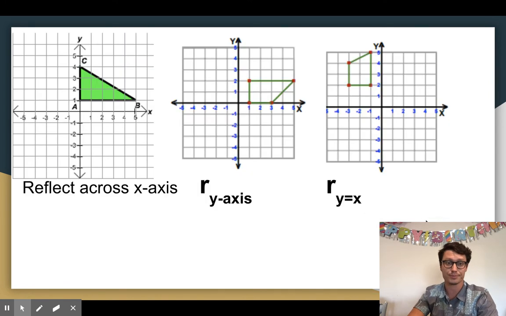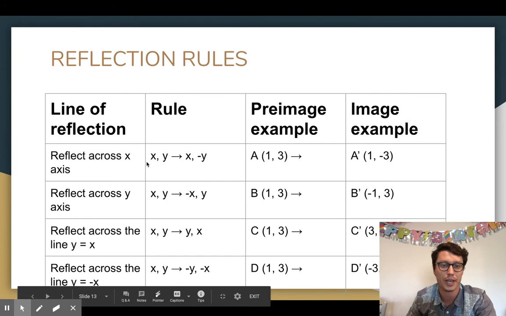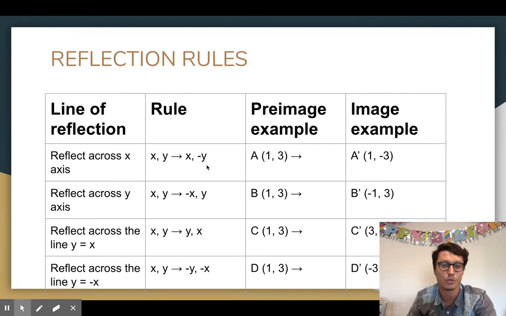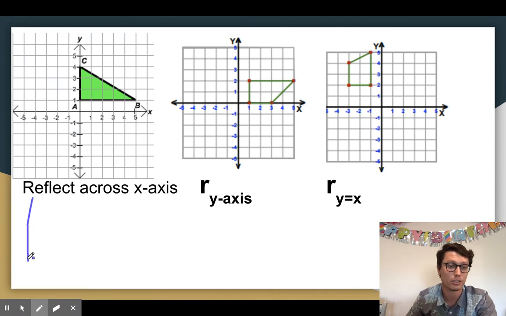Do some examples. Reflect across the x-axis. Let's take a look. What was the x-axis rule? (x, y) changes to (x, negative y). So the way that I like to do this, I like to make a T-chart. (x, y) changes to (x, negative y). Okay, and we see that point A is at (0, 1). Point B is at (5, 1). And point C is at (0, 4).